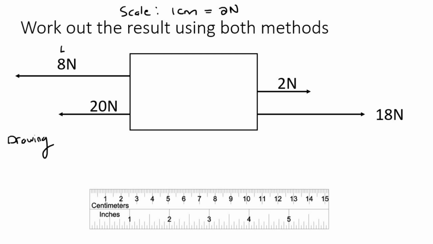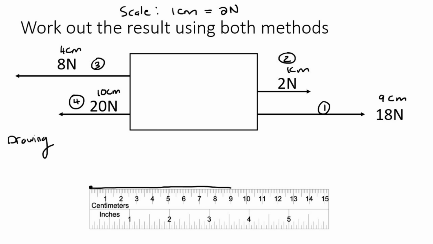because then 8 newtons will be 4 centimeters. This will be 10 centimeters. This will be 1 centimeter, and this will be 9 centimeters. I'm going to start over here, and I'm going to do this as number 1, then this as number 2, then this as number 3, and this one as number 4. So we're going to start here, and we're going to go 9 centimeters, so up to there. Obviously, you would do it nicely with a ruler. So there's 9 centimeters, and that's vector number 1 complete.